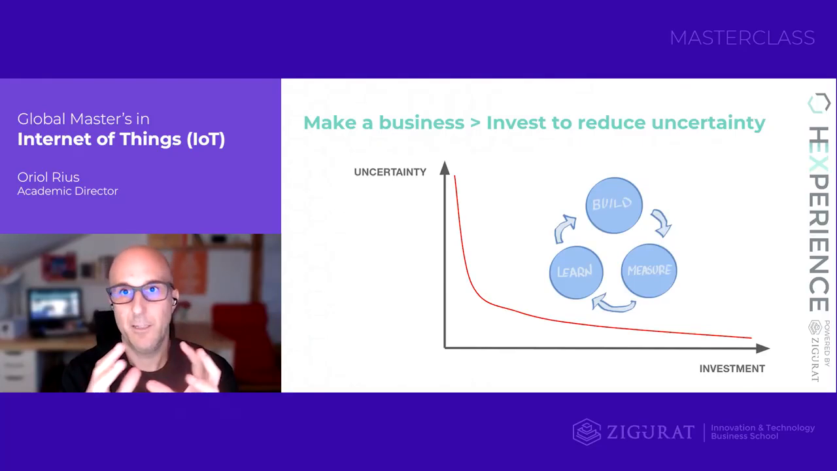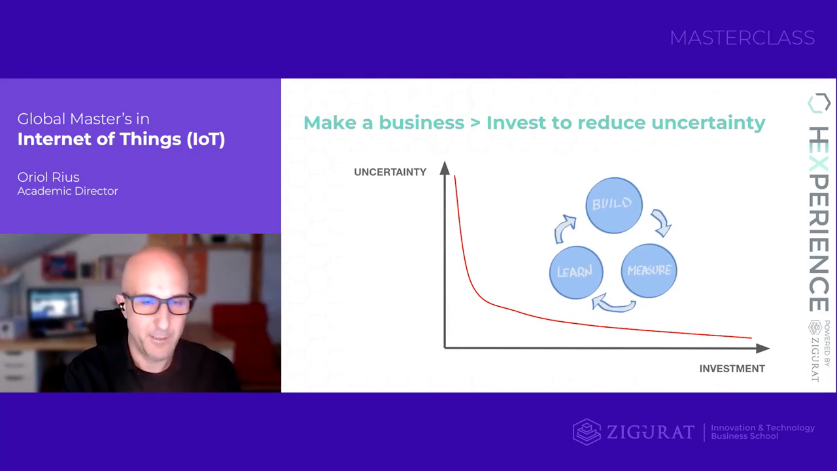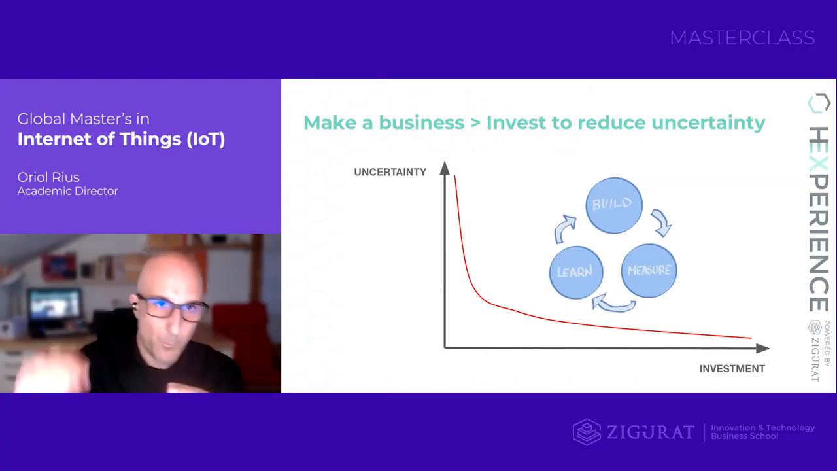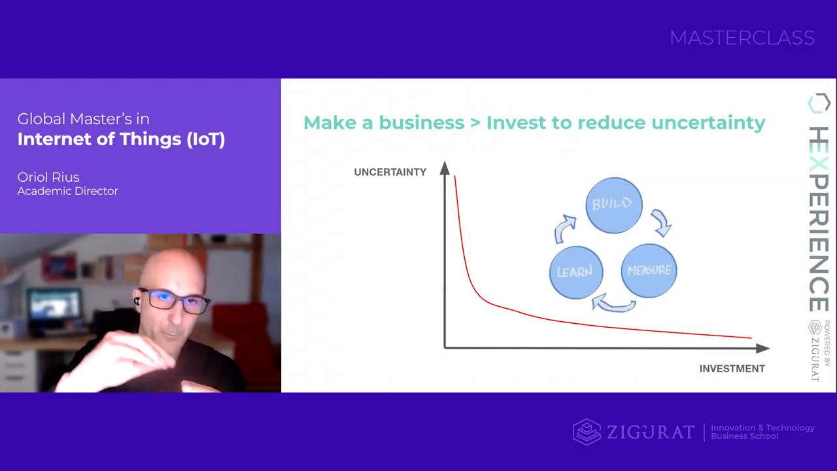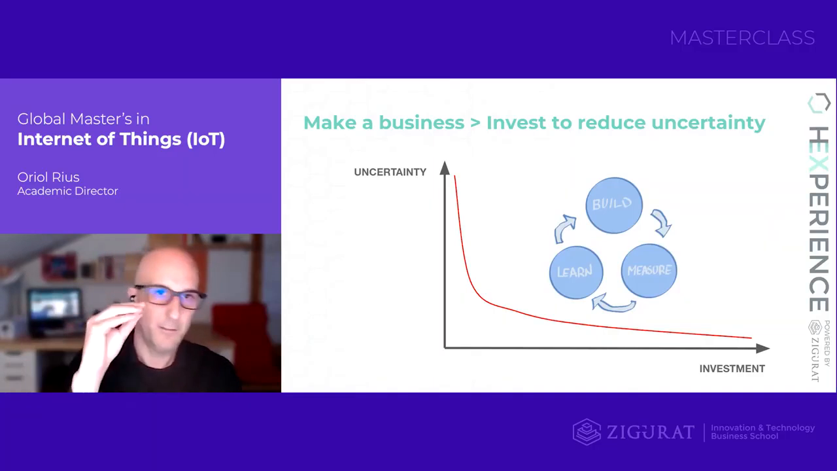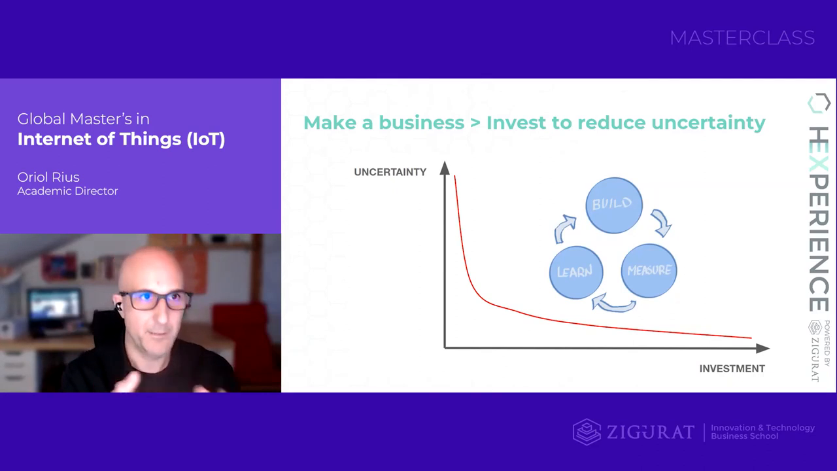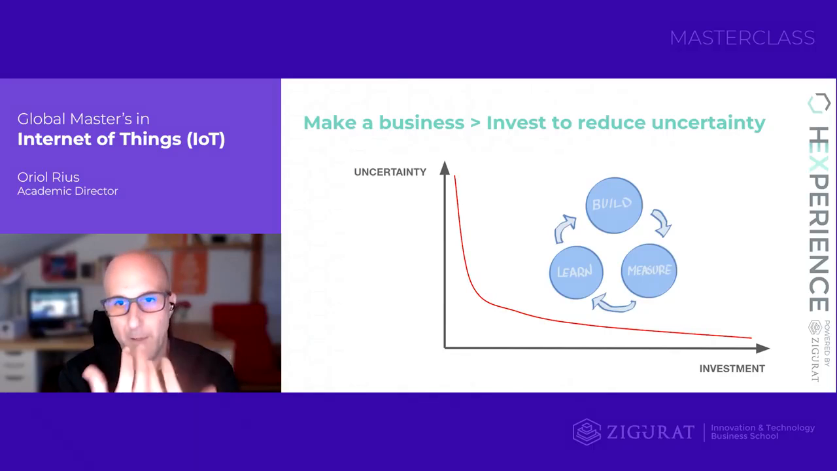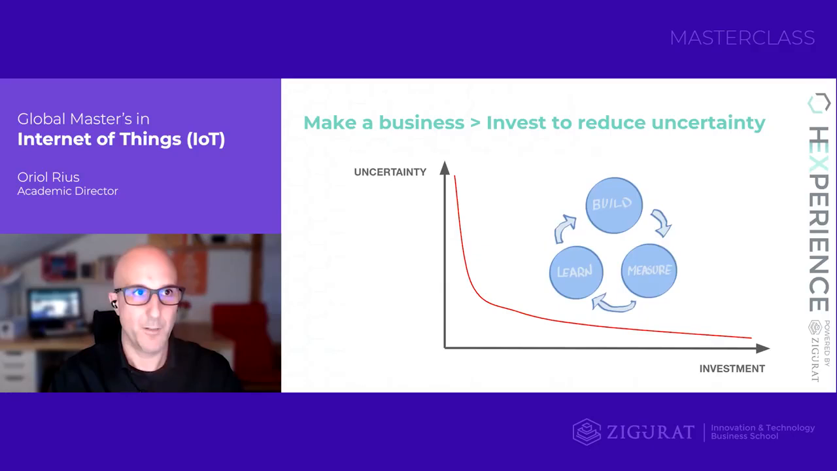Once this is measured, it's time for the insights, it's time for learning. We have to learn whatever result we have received. And with that information, we are ready to rebuild, to start again. And we have to repeat that circle, build, measure, learn, build, measure, learn, as many times as we need for feeling comfortable with the amount of uncertainty that we have pending to resolve. Okay, so this is how to make a business: convert or invest to reduce the uncertainty.